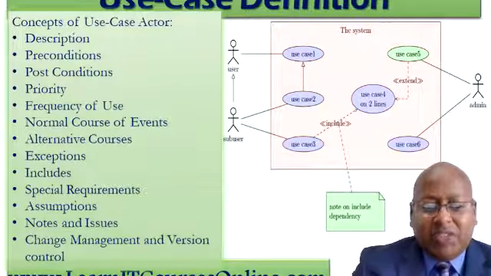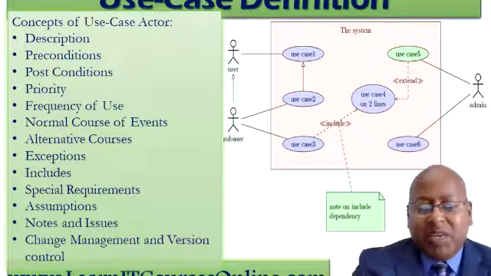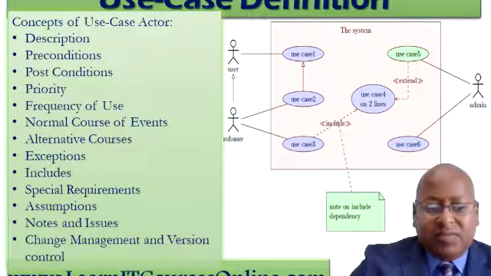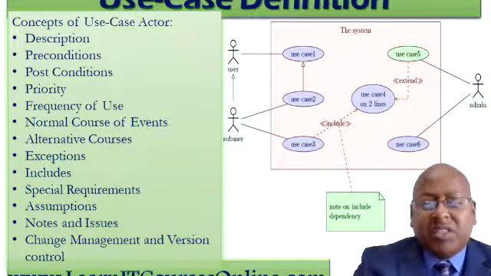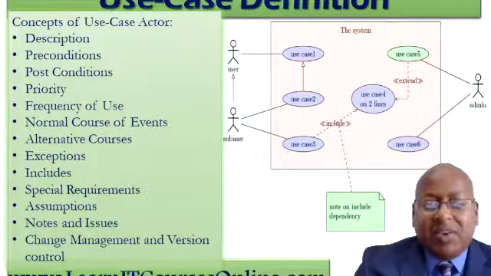Next, alternative courses. Document other legitimate usage scenarios that can take place within the use case separately in this section. Next, exceptions. Describe any anticipated error conditions that could occur during execution of the use case and define how the system is to respond to those conditions.